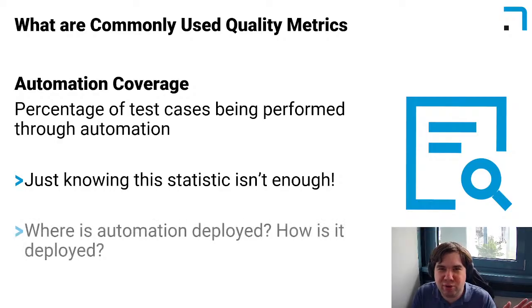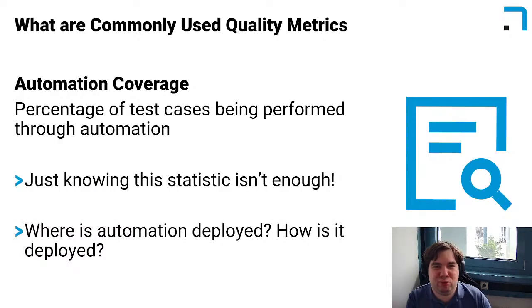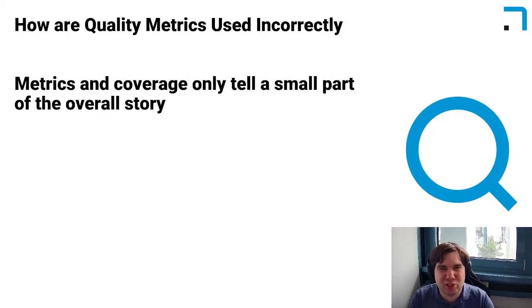But questions I have: where is your automation deployed? In what areas? How have you deployed your automation? Because if your automation is flaky, then that could lead to some flaky test cases later on too. So you have to have high quality when you look at your automation coverage as well. And the point I'm really trying to make, looking at these commonly used quality metrics, is that the metrics that we use and coverage overall only tell us a small part of the overall story about testing.